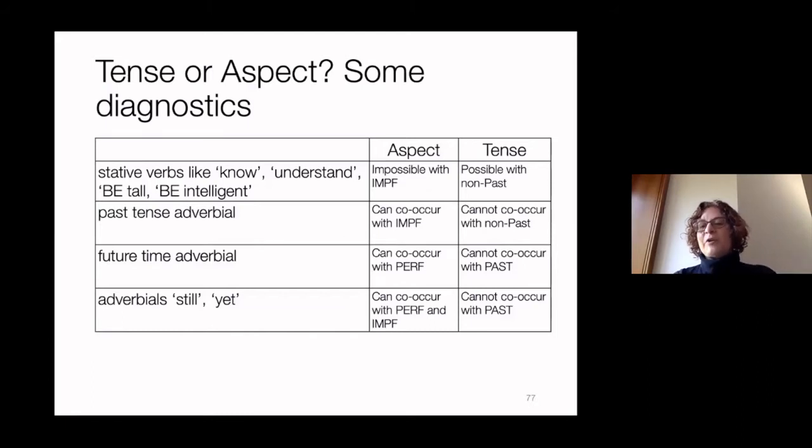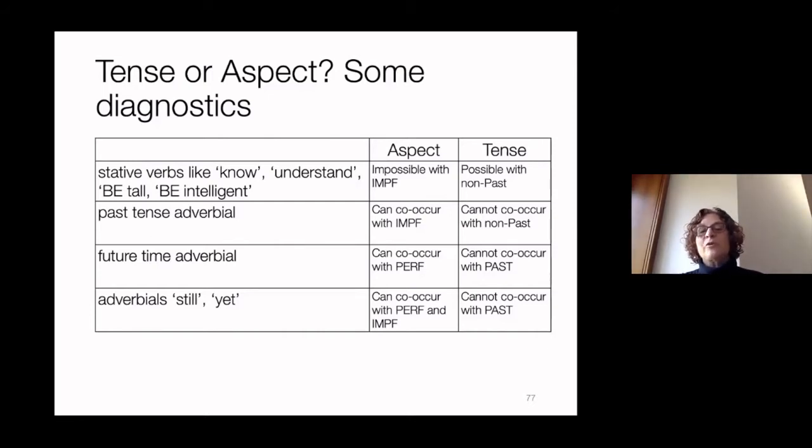associated with aspect, we shouldn't be having the imperfective. Whereas if the form that we can analyze either as aspect or tense is tense, then the non-past form is possible with things like know. We can say, I know, I understand, I'm told. Past tense adverbials should not co-occur with imperfective, but they should co-occur with perfective, but they cannot co-occur with non-past.